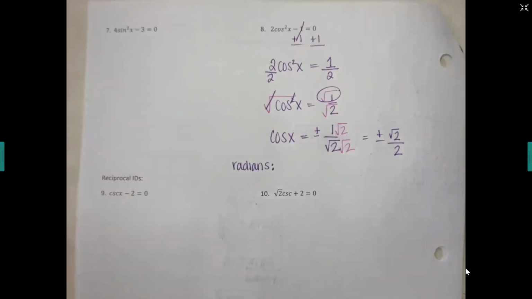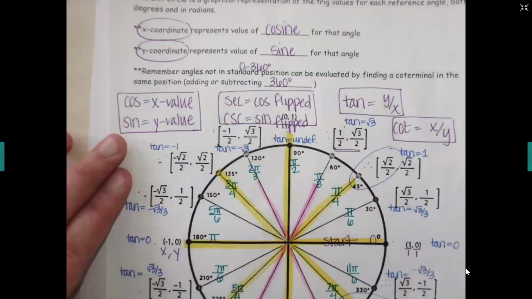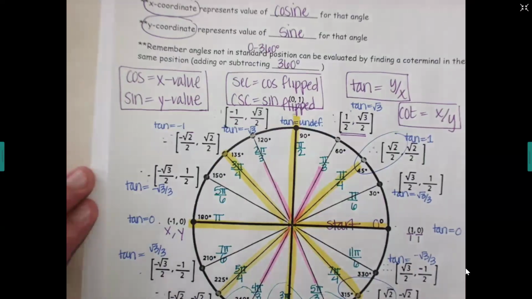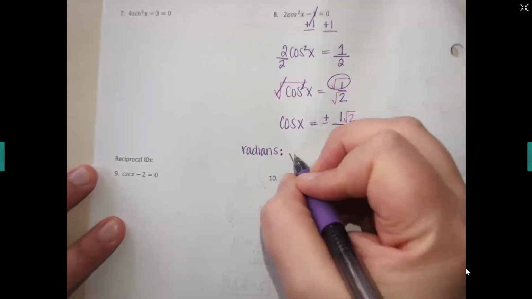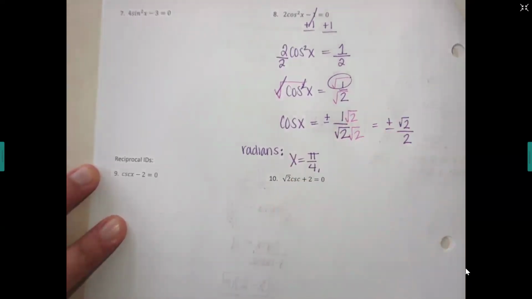So if I want root 2 over 2, it has to be an x. In quadrant 1, what degree does that happen at? 45, which is the same as, write down, pi over 4. Okay, now we're going to look at quadrant 2.